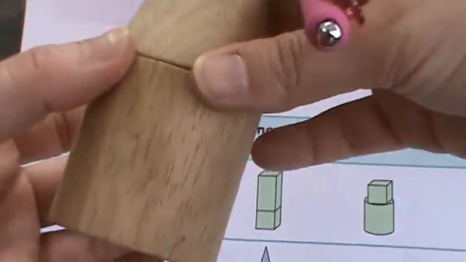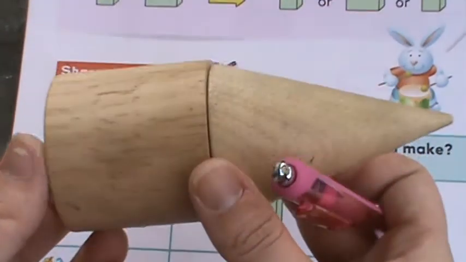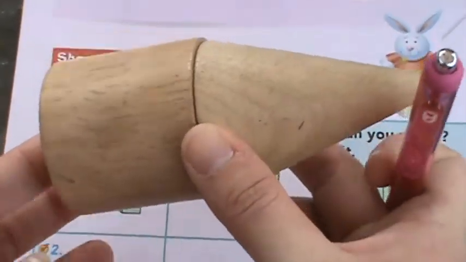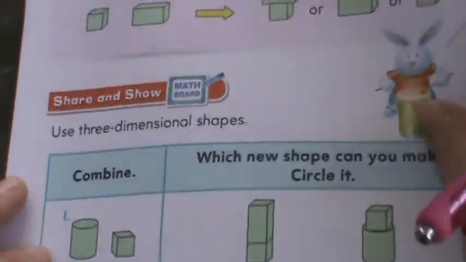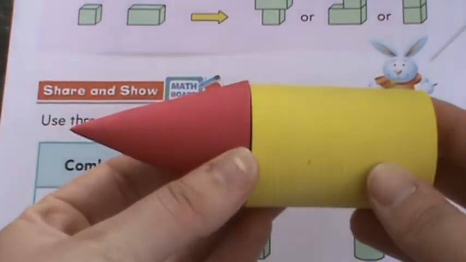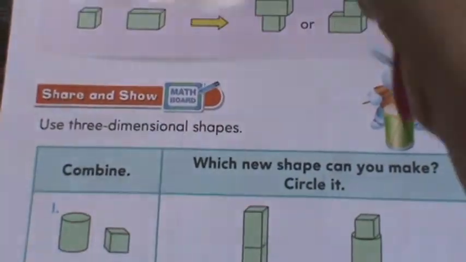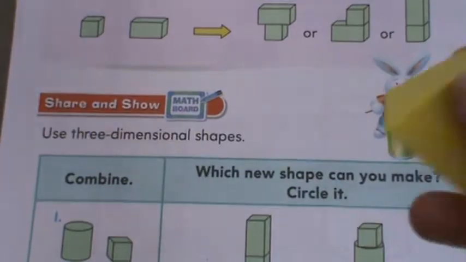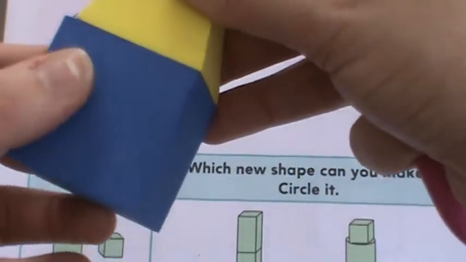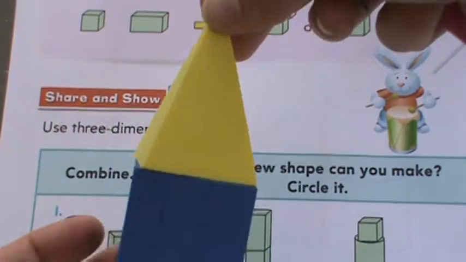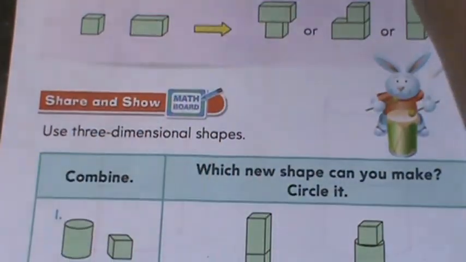I love this example just because they fit perfectly together, and it's a cylinder and a cone, and it makes a whole new shape. It kind of looks like a round house with a really steep roof. So same if we did that with this cylinder. If you were to take the pyramid that we talked about and you put it with a cube, that kind of looks like the shape of a house too.